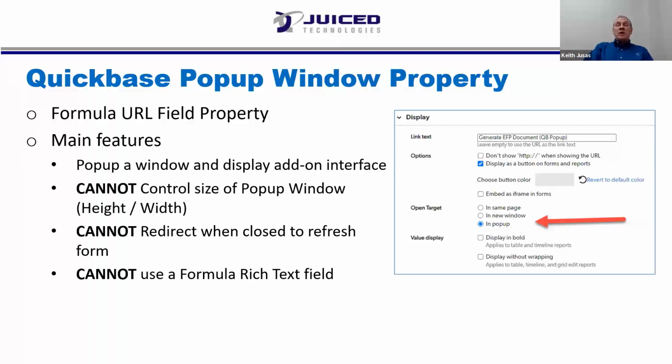One of the things I wanted to point out with the Quickbase pop-up option is it'll pop up and display our add-on, just like it does today, but you won't be able to control the size of that pop-up. And when it closes, you won't be able to redirect or refresh the form. Another point is you won't be able to use a formula-rich text field, because in this window I'm showing you here, you'll notice that if you open up a formula-rich text field, the open target is not an option. It's only an option in a formula URL field. So those are some of the differences between the two options.